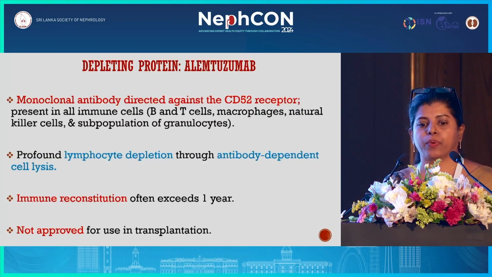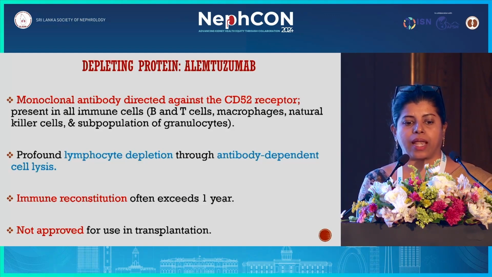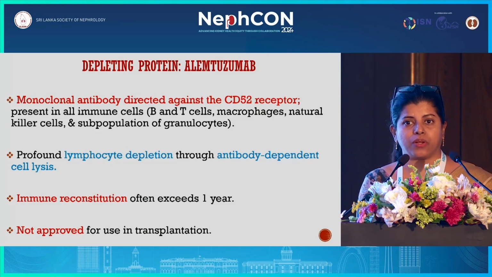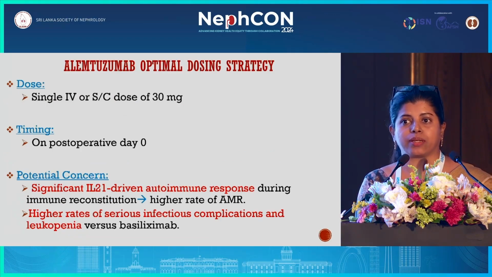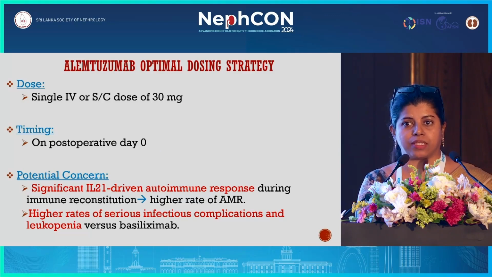The other depleting protein that is currently used is alemtuzumab. It's a monoclonal antibody directed against the CD52 receptor present virtually in all immune cells. It causes profound lymphocyte depletion through antibody-dependent cell lysis, but the immune reconstitution here takes more than a year to reach baseline levels, and it's not approved for use in transplantation. When used, it is used as a single dose of 30 milligram on post-op day 0. There are some centers which use a lower dose of 20 milligram.